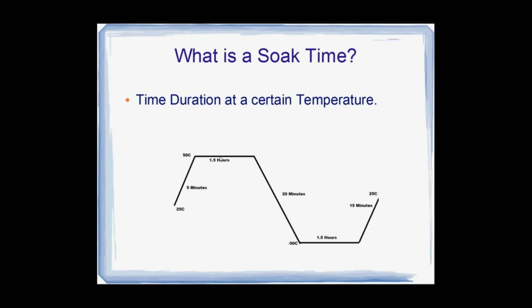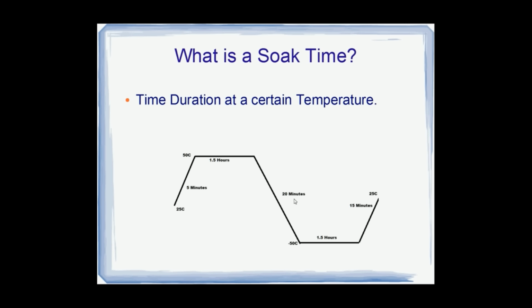a plateau. This is your soak duration, your dwell time at 50 degrees C, and your soak time is 1.5 hours. So here is your soak time for this plateau, this temperature dwell. And once again, here is another slope. This is a negative slope down to minus 50 degrees Celsius. So you have a transition from 50 degrees C to minus 50 degrees C, which is a total transition of 100 degrees. And this is to be done in 20 minutes.